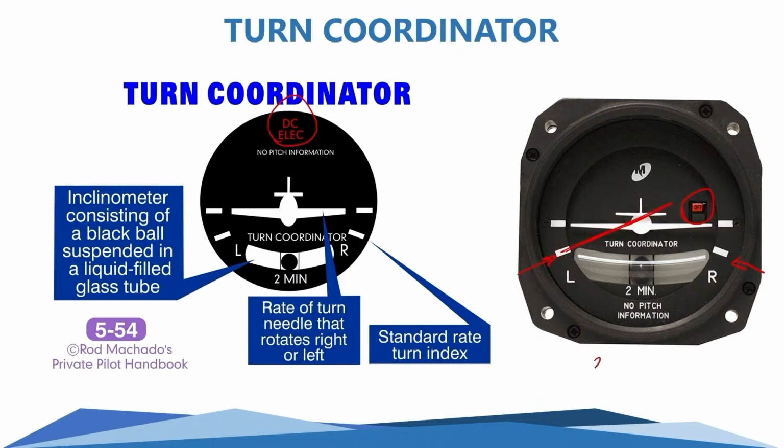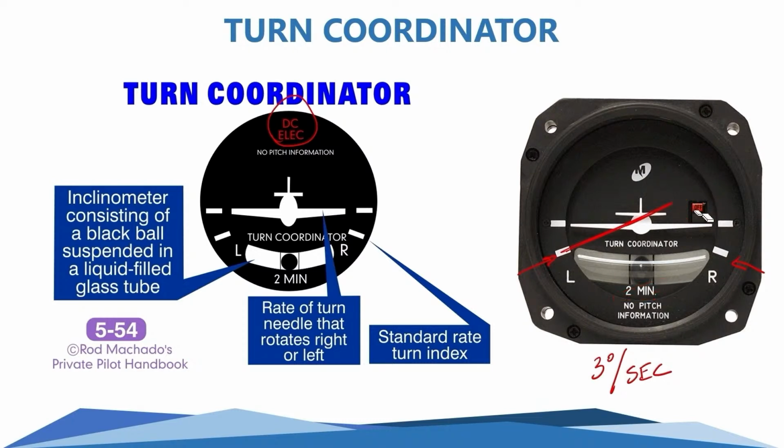Now, standard rate turn is the equivalent of 3 degrees per second. That means it would take us exactly 2 minutes. That's the reason why 2 minutes is always there, to make a 360-degree turn. If I wanted to make a 180-degree turn, I could set my watch and do a standard rate turn, and I could basically roll out of that at 1 minute without looking at any outside references as well.